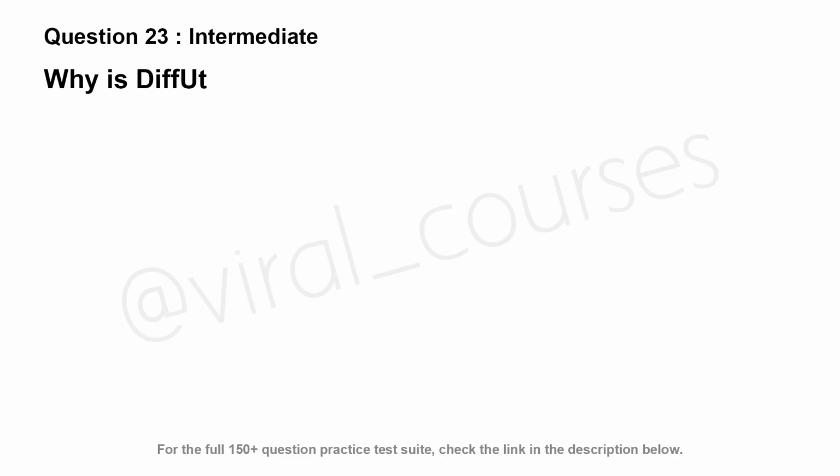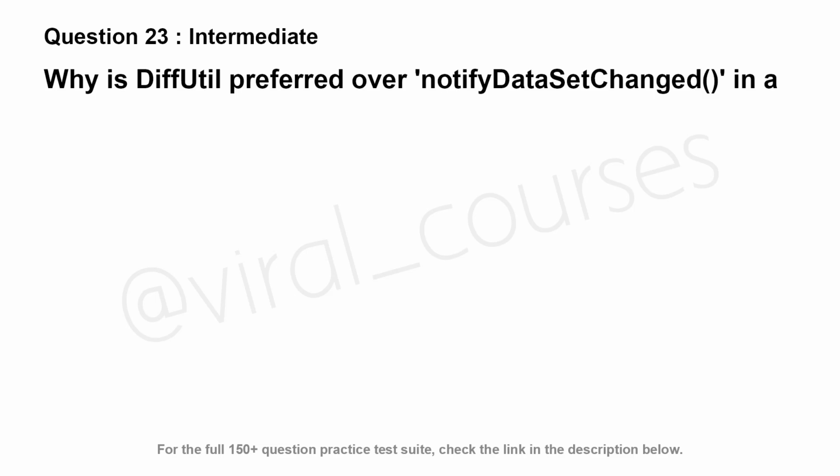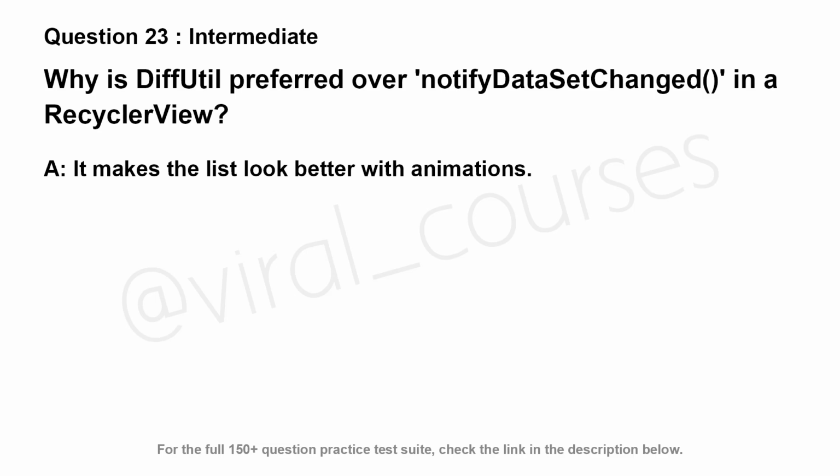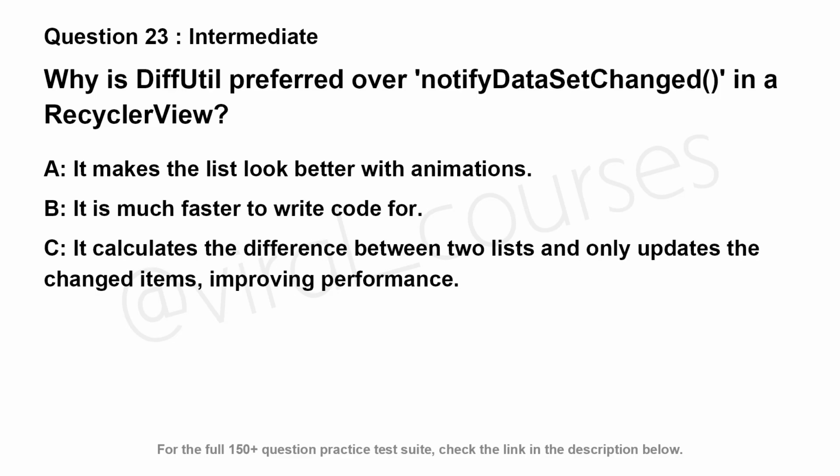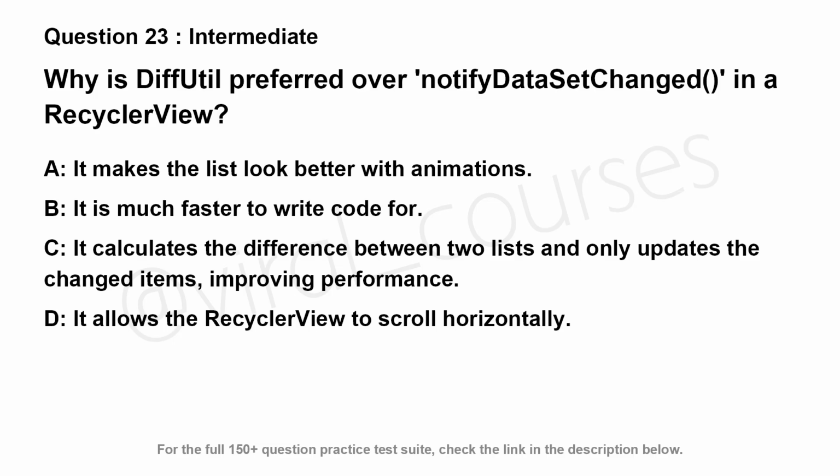Why is DiffUtil preferred over notifyDataSetChanged in a RecyclerView? Option A, it makes the list look better with animations. Option B, it is much faster to write code for. Option C, it calculates the difference between two lists and only updates the changed items, improving performance. Option D, it allows the RecyclerView to scroll horizontally.